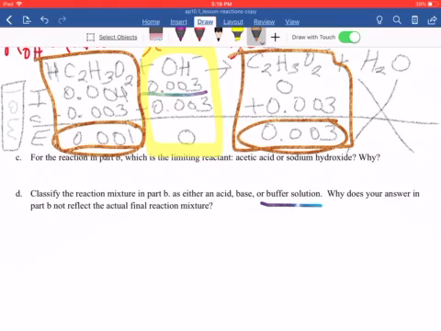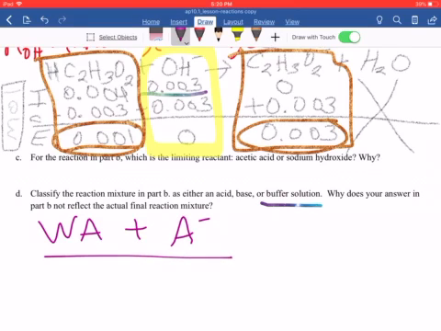So this is not the final reaction mixture because the buffer solution needs to go all the way towards equilibrium. So it hasn't reached its final endpoint yet, but it is a buffer solution since it contains both acetic acid and acetate. So whenever it contains a weak acid plus its conjugate, that is going to be a buffer solution.